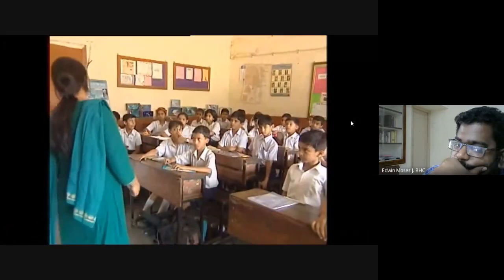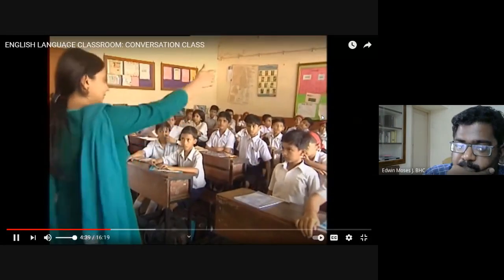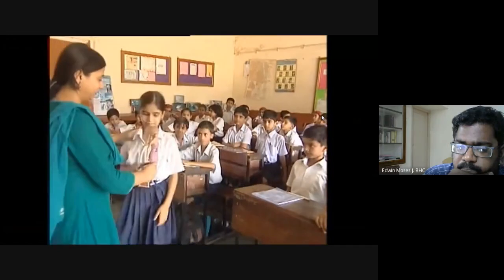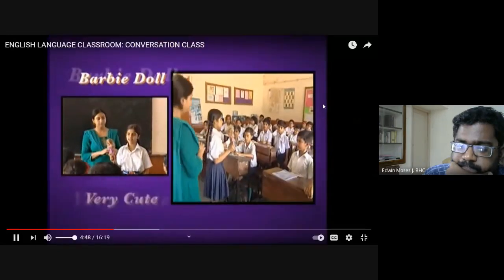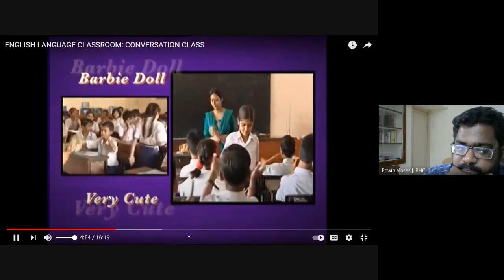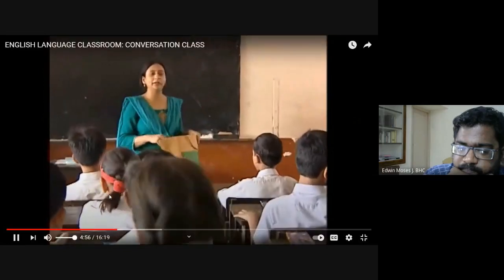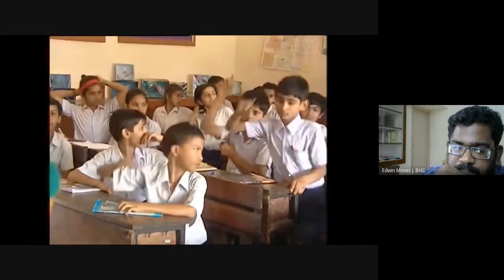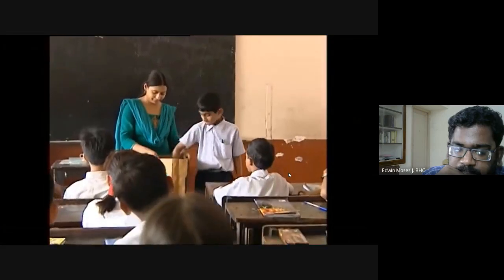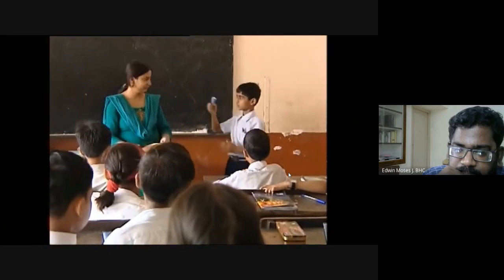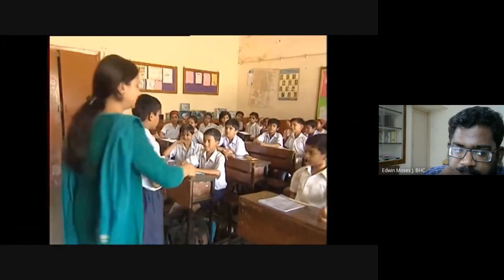Now I would like to call upon some other girl from this side. Yes, please come. This is a Barbie doll. She is very cute. Very good. Clap for her, everybody. Now I would like to call somebody from the mid row to come up. Okay, you please come. Yeah. Come forward.